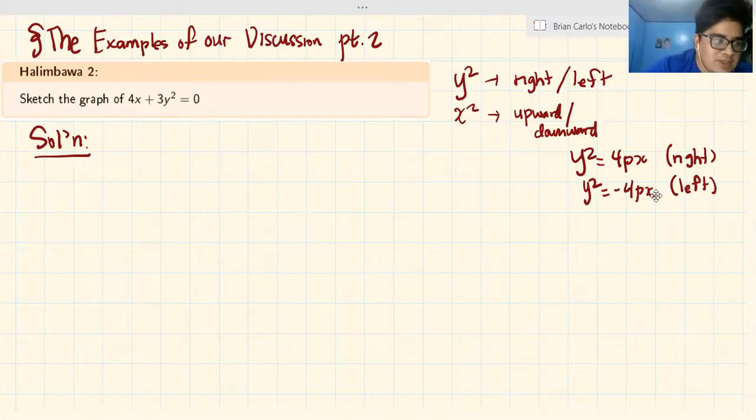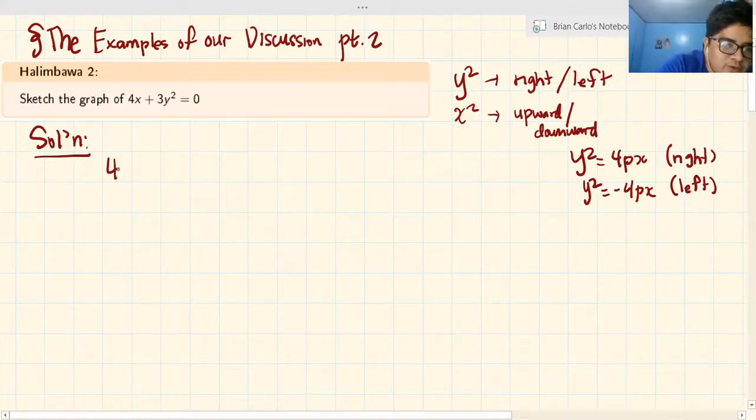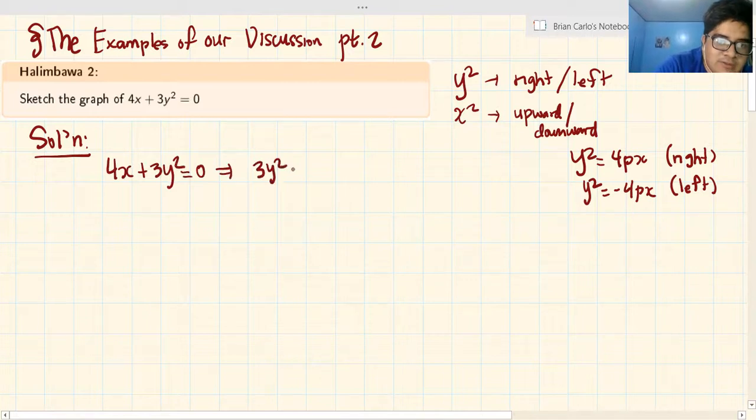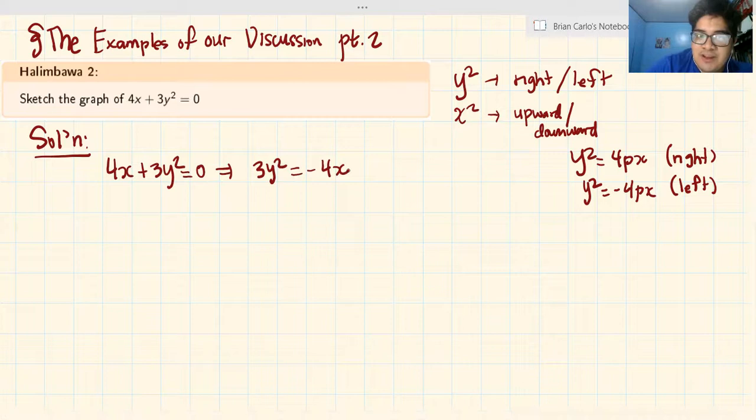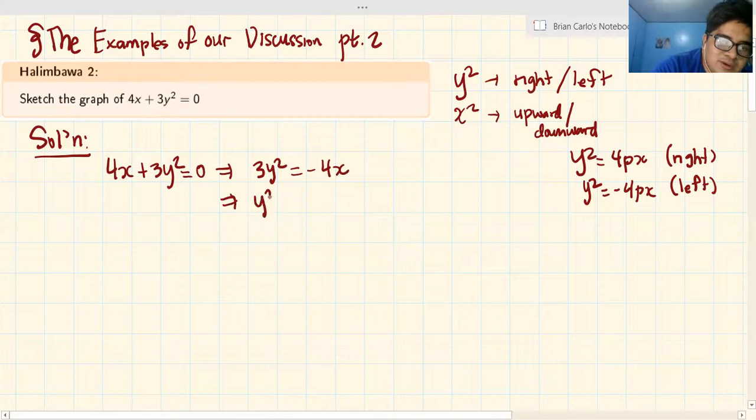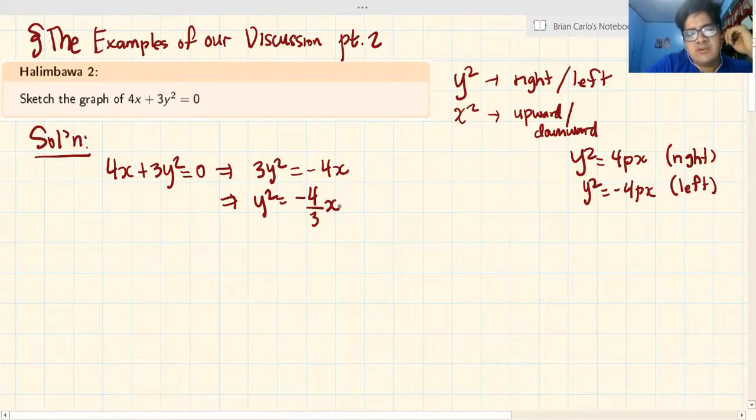Ngayon, let's begin. Alam natin na 4x plus 3y squared is equal to 0. This implies na isolate mo yung y squared sa kaliwa, so magiging y squared is equal to negative 4x. Negative na, so ibig sabihin, sa unang tingin, ang opening ng parabola mo is to the left. Correct? Ngayon, this implies that y squared is equal to negative 4/3 x. Sa unang tingin, ang opening mo to the left kasi may negative.